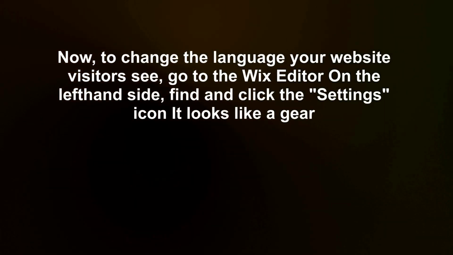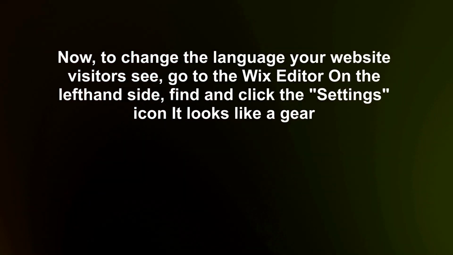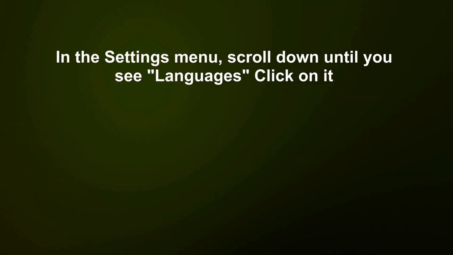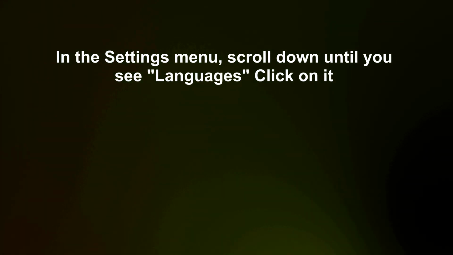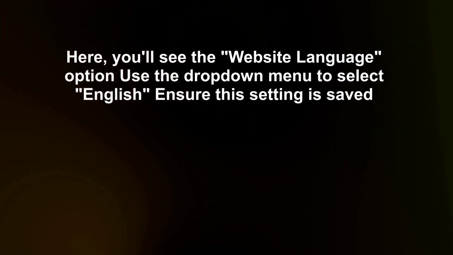Now, to change the language your website visitors see, go to the Wix editor on the left-hand side, find and click the settings icon. It looks like a gear. In the settings menu, scroll down until you see languages. Click on it. Here, you'll see the website language option.